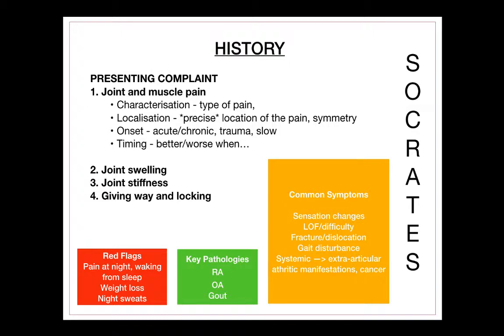And then back pain that's keeping you up at night, waking up from sleep, is another red flag. Your key pathologies, phase 1: rheumatoid, osteo and gout. And then some other common symptoms: sensation changes, which could be some neuro stuff, loss of function or difficulty doing things, fracture or dislocation, a gait disturbance, or systemic signs, so extra-articular signs of arthritis. These are some of the things your histories will be, what the person will be complaining of within these major symptom headings.